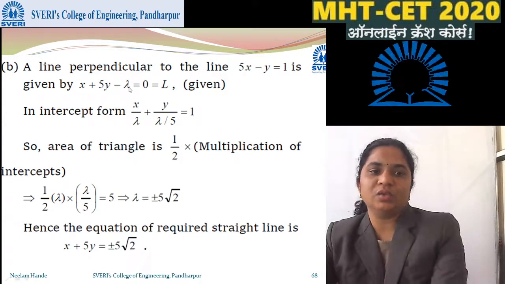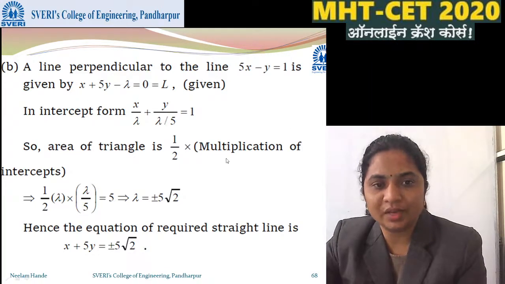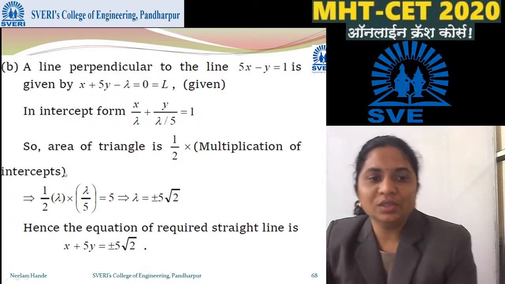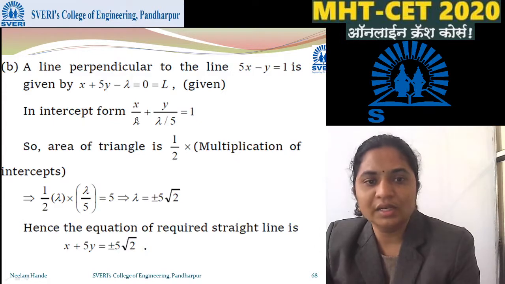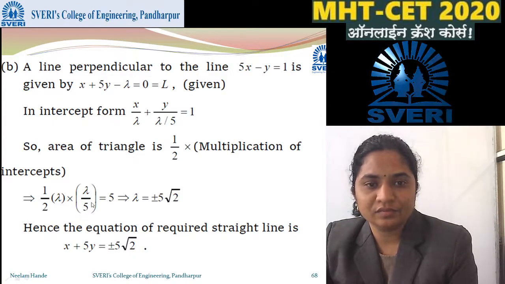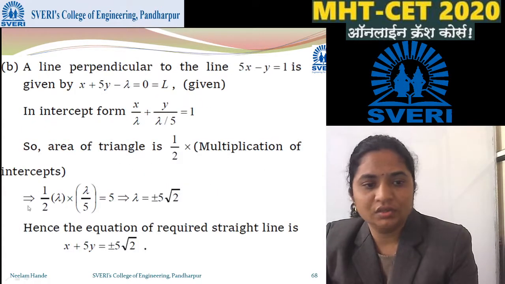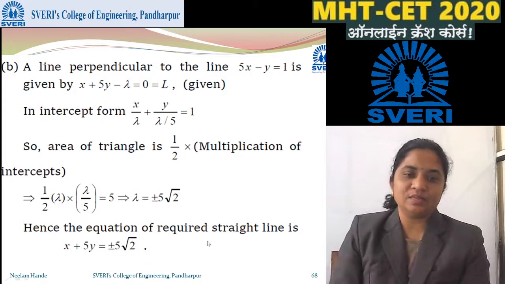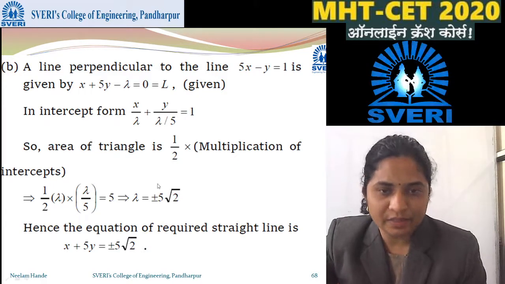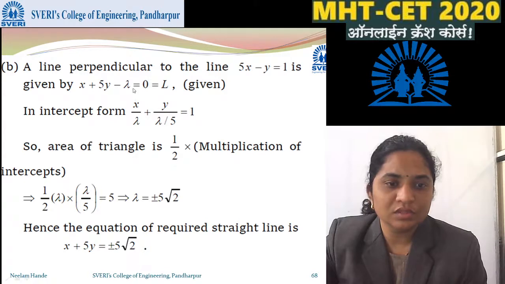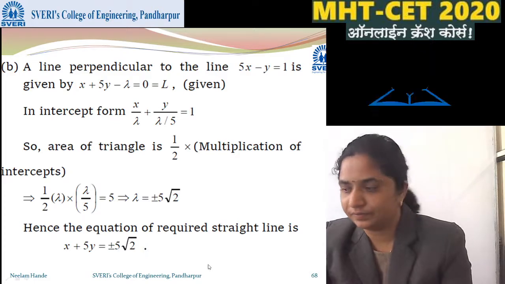So we write it as an equation: x plus phi y minus lambda equal to 0. In intercept form we write this equation as x by a plus y by b equal to 1. And we know the area of the triangle is 1/2 into AB. A is this, B is this. Right? So 1/2 into lambda by 5. It is given that the area of the triangle is 5. So area is equal to 5, and solving we get lambda is plus minus 5 root 2. We'll substitute this in the equation, so we get the answer. The equation of the straight line is this.